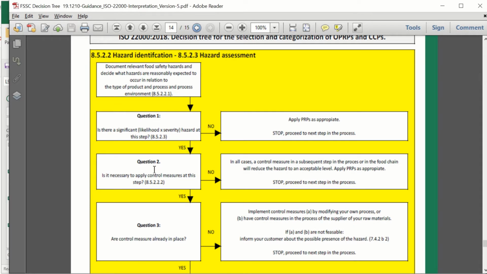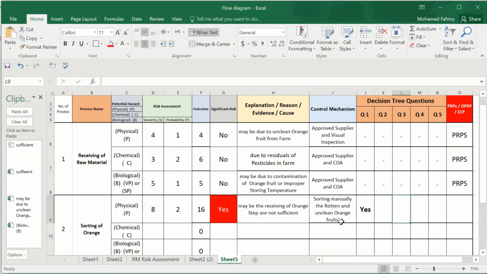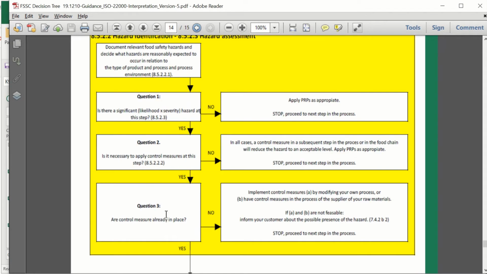No, but now the answer is yes. Are control measures already in place? So the second question, this answer will be yes. Till now we didn't know if it is OPRP or CCP. So let's go to question number 3. Are control measures already in place?